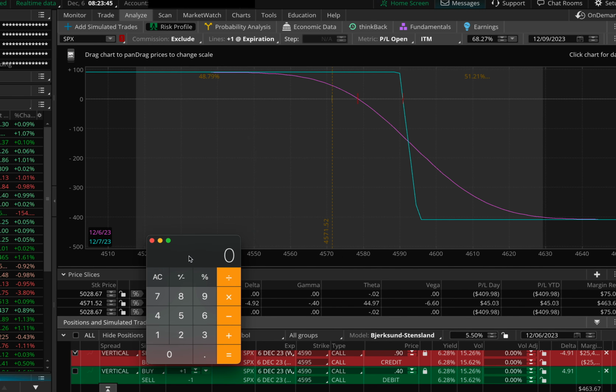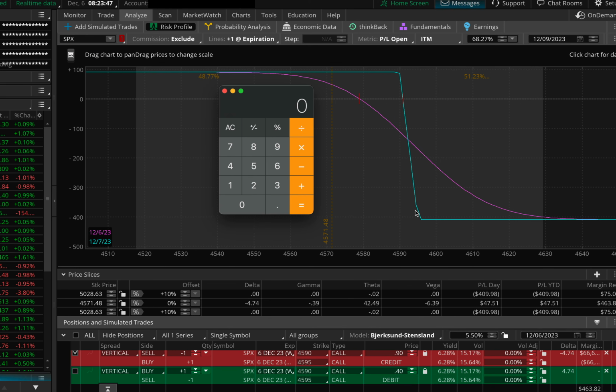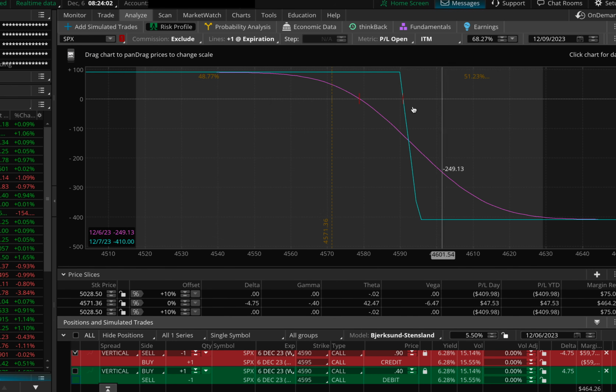So let's pull out the old handy dandy calculator. 41.10. So we said 50. We made $50 on 410. So that's 12%. 12% in less than an hour. So, and that's just one contract.